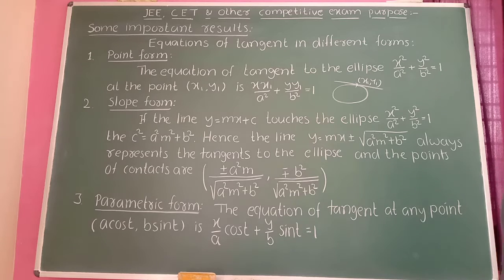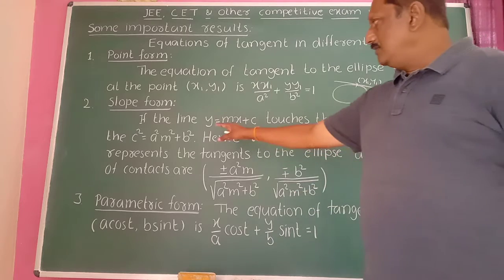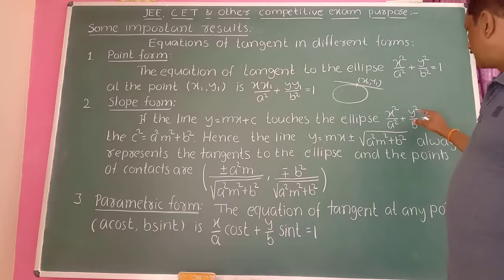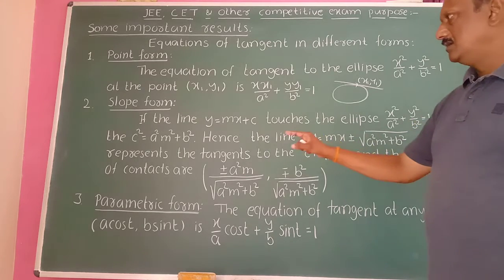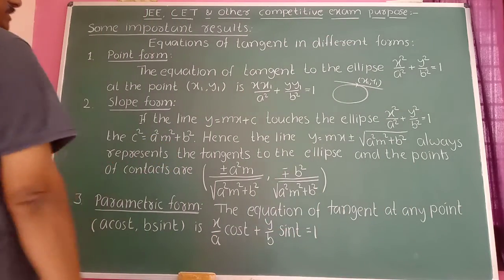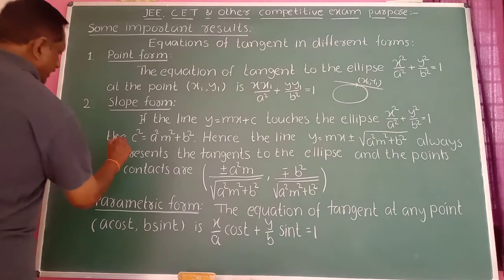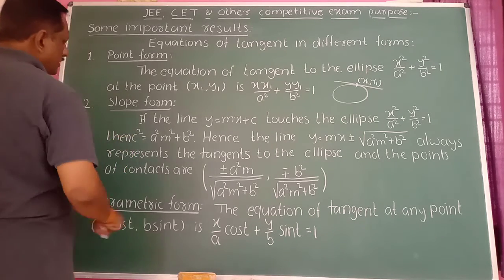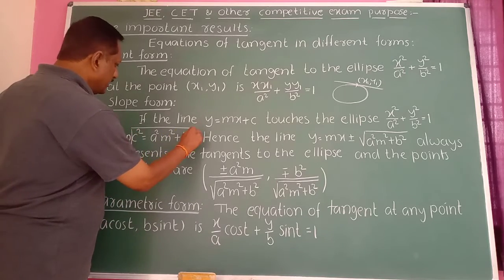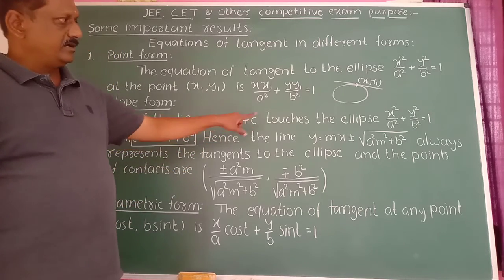The next one, slope form. This also is proved here. If the line y = mx + c touches the ellipse x²/a² + y²/b² = 1, then c² = a²m² + b². If this condition is satisfied, then only this line is tangent to the ellipse.